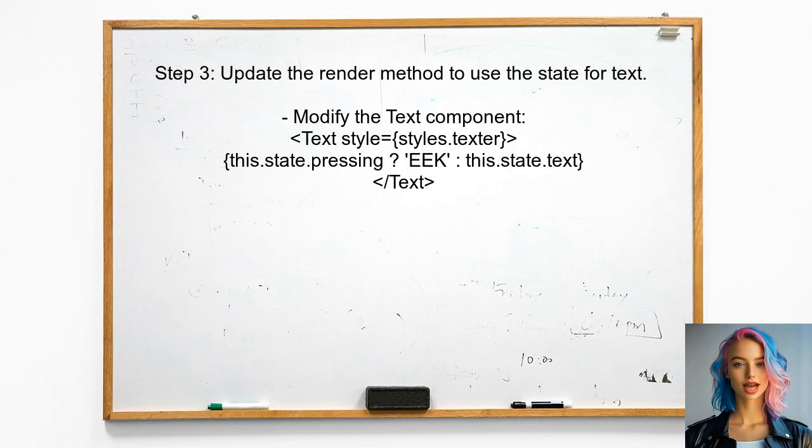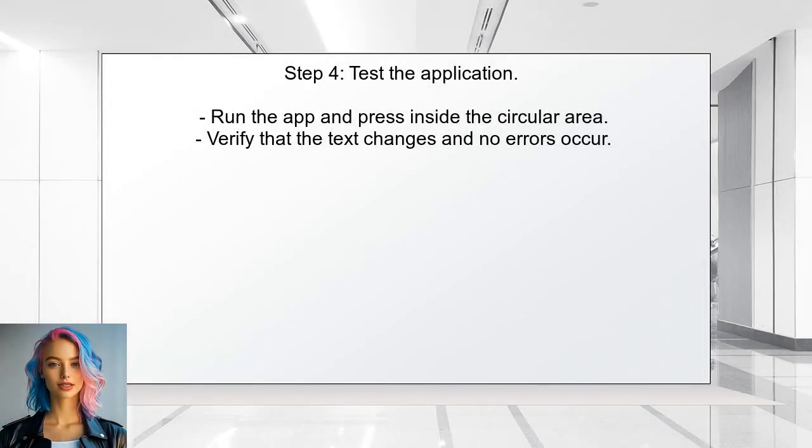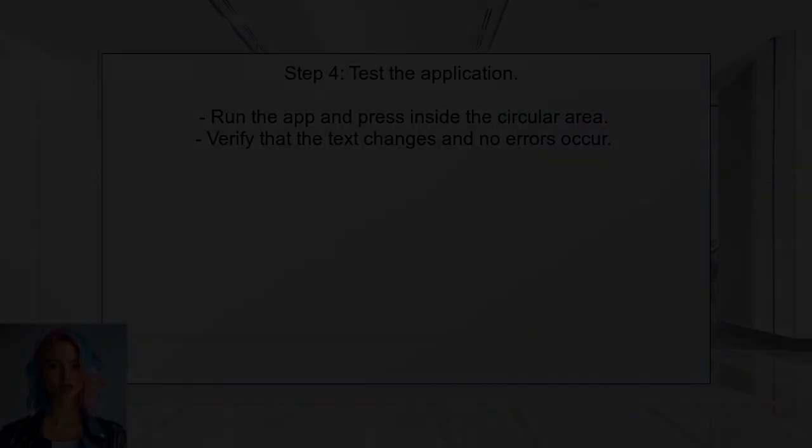Now, the user needs to update the render method to use the new state property for the text. This ensures that the text changes based on the pressing state. Finally, the user should test the application to confirm that the error is resolved and the text changes as expected when pressing inside the circular area.